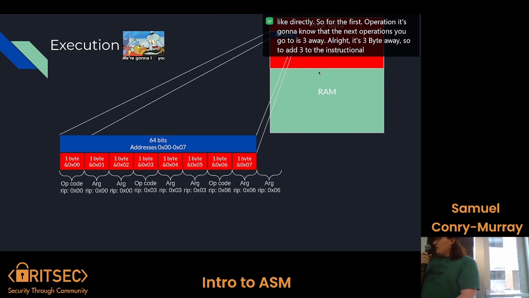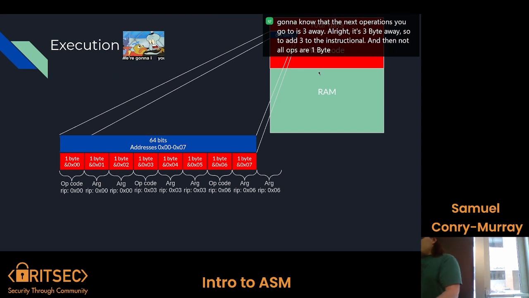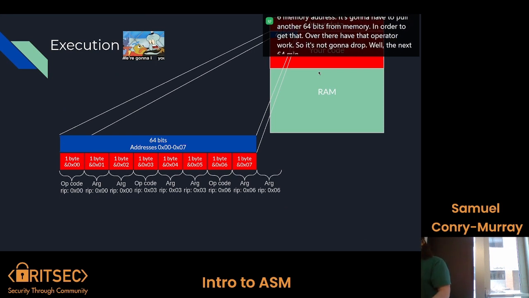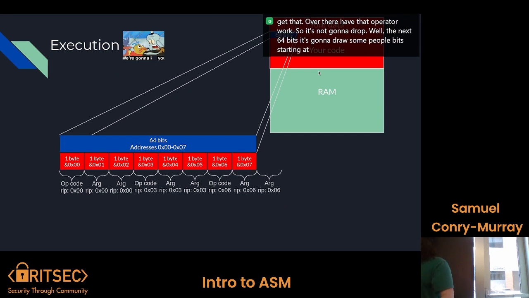Not all opcodes are 1 byte, but in this case, when we have 3 opcodes with 2 args that are all 1 byte, that doesn't fit into 64 bits. So once it gets to that final opcode in the 6th memory address, it's going to have to pull another 64 bits from memory in order to have that operator work. So it's not going to draw the next 64 bits. It's going to draw 64 bits starting at that 6th memory address.